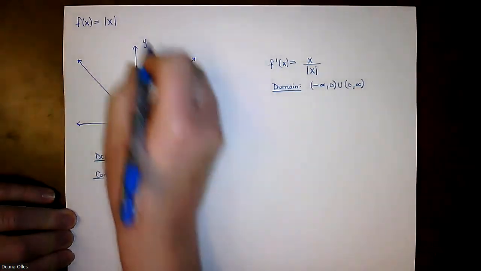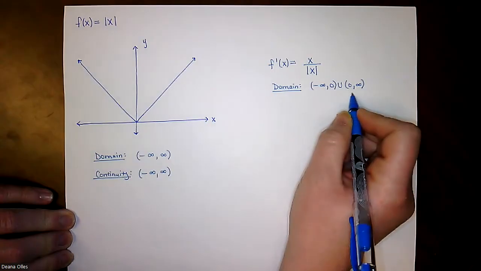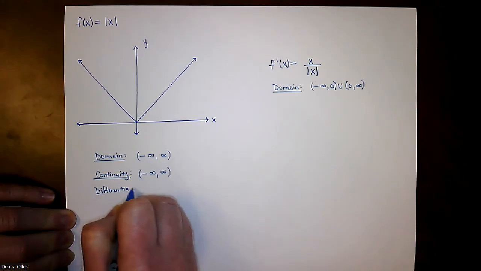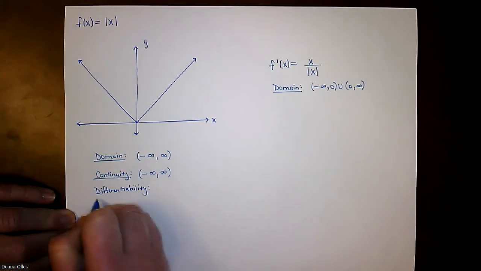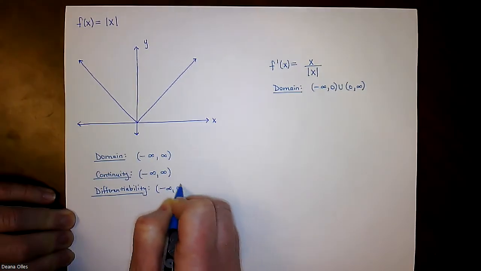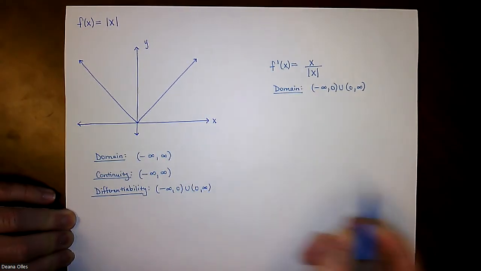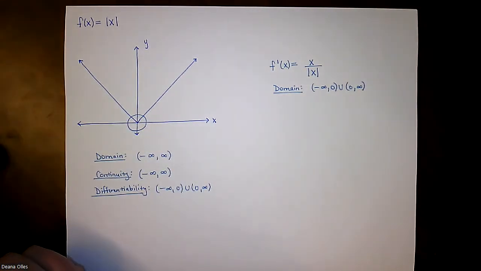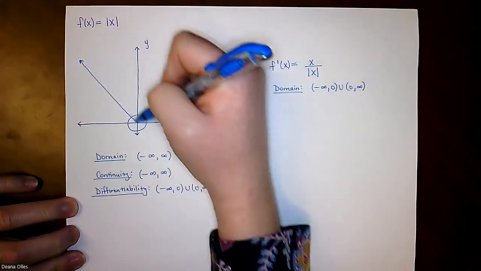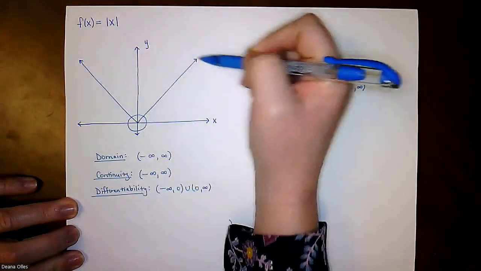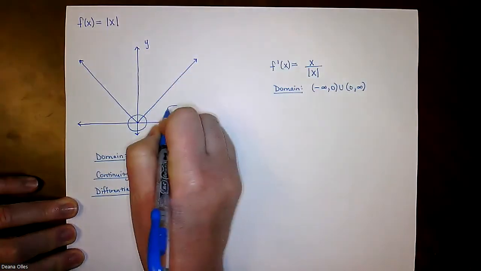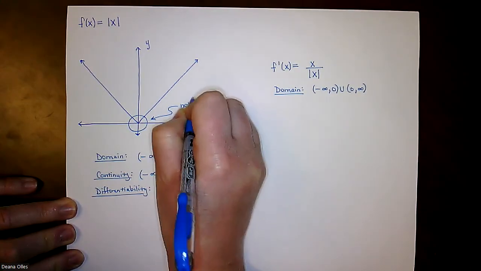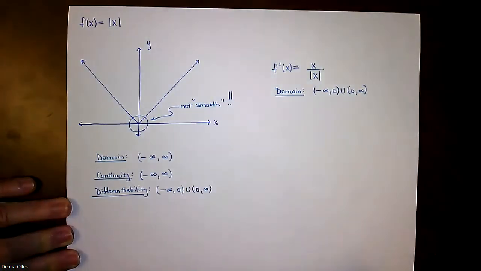Which means this function is not differentiable at 0. This function is only differentiable for strictly positive numbers and strictly negative numbers, but not 0. And let's talk about why when we look at the graph. This point at x equals 0 is what we call a corner. The function is not smooth and continuous. It is continuous, but it is not smooth at x equals 0. So because it's not smooth, it's not differentiable at 0.